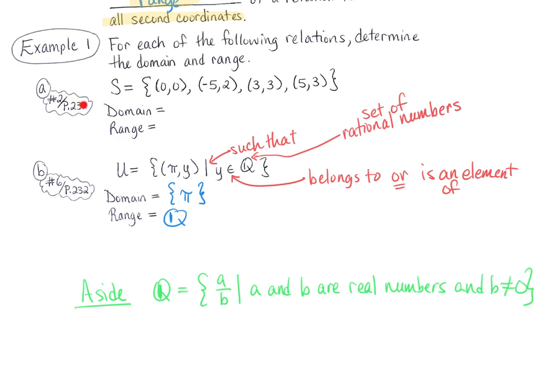Do A. Take 2 minutes, do A. You can discuss it with your neighbors. You have this set of ordered pairs. Find your domain and find your range.